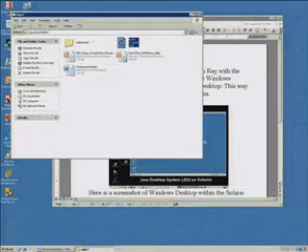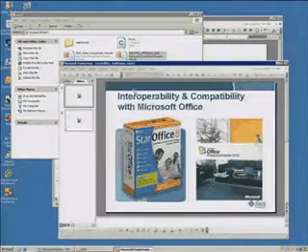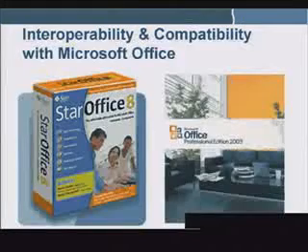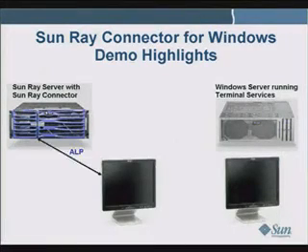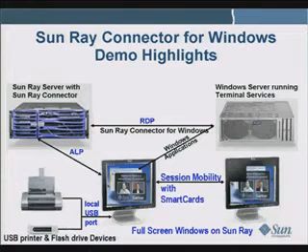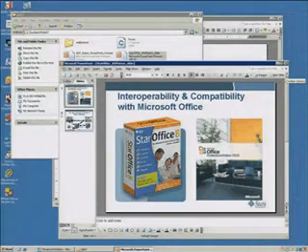I also have a Microsoft PowerPoint presentation which I actually created earlier on Star Office and saved in PowerPoint format. And here you can see it works really well, and all the animations work. And again, all this is being rendered from a Windows server which is running in the back end. You can also attach serial devices and USB printers locally on a Sunray and access them from the Windows session.